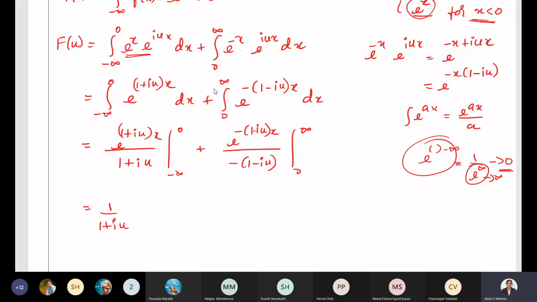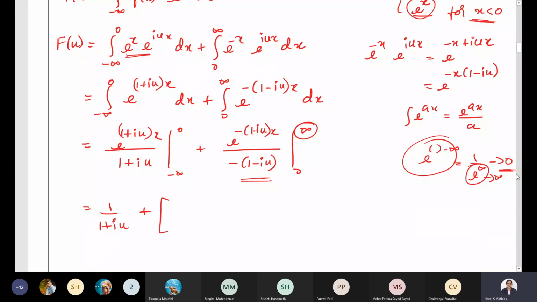Now let's substitute for this term. So we have here plus, and the upper limit is infinity. When you put the upper limit as infinity, it's 1 by e power infinity, which is 1 by infinity, and that is equal to 0.